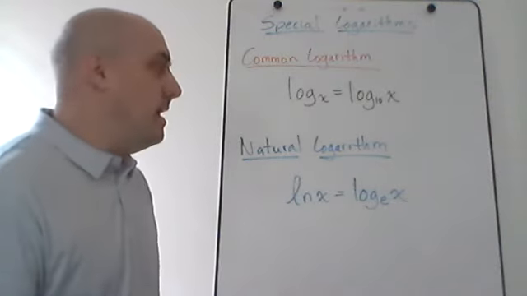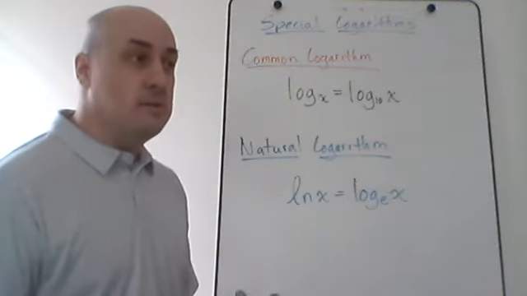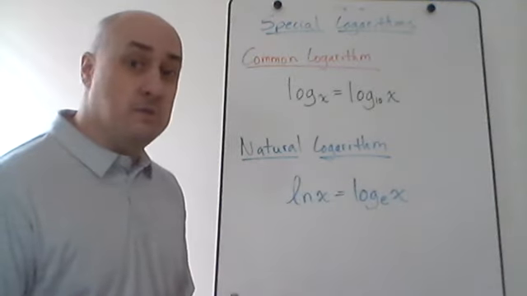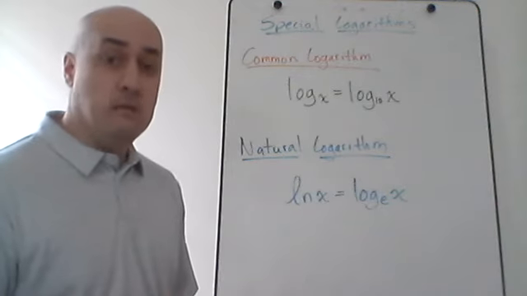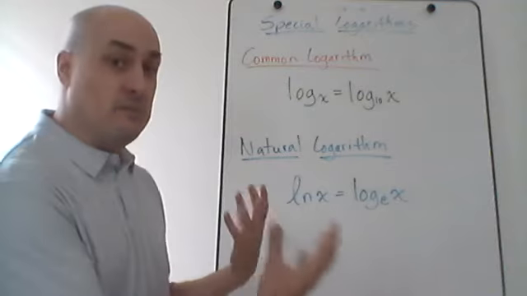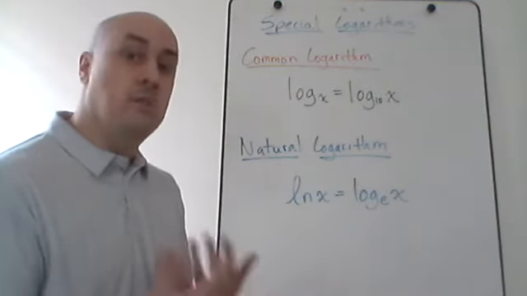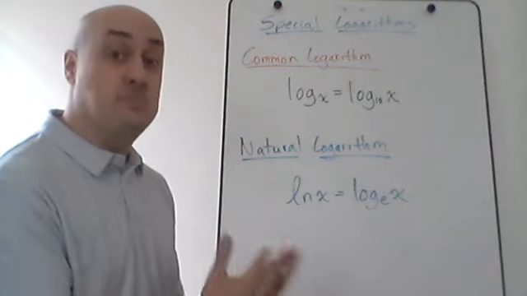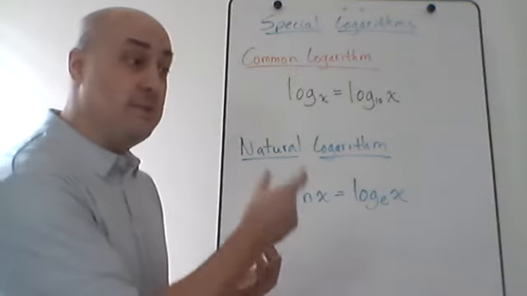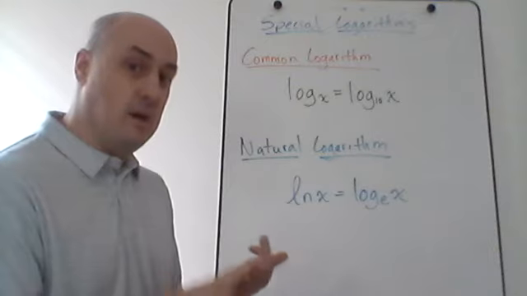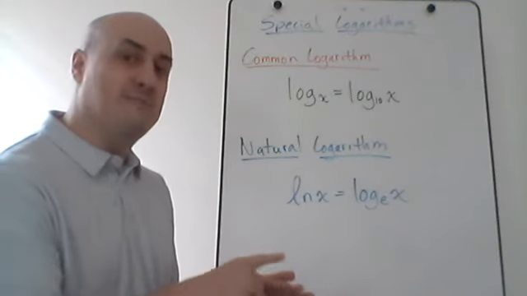Now, why is base 10 a special logarithm? Well, that's because our entire number system is based on powers of 10. If you think about place value when you're writing out numbers, 1, 10, 100, 1,000, a million, a billion, those are all powers of 10. In our decimal system, the place values are the tenths, the hundredths, the thousandths. Those are negative powers of 10.